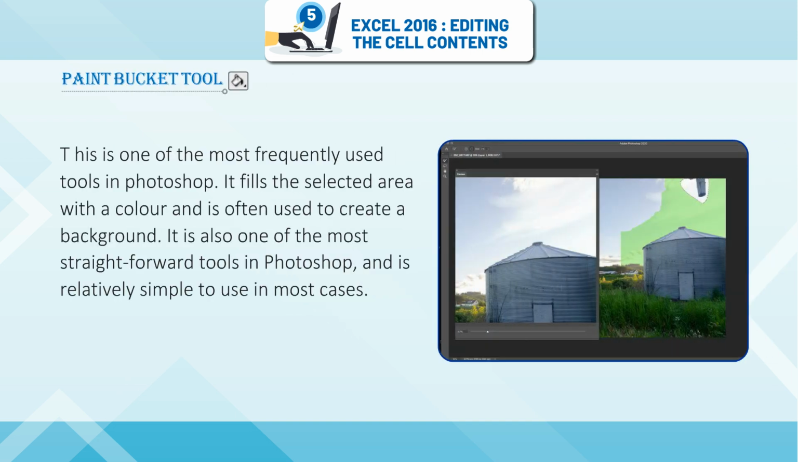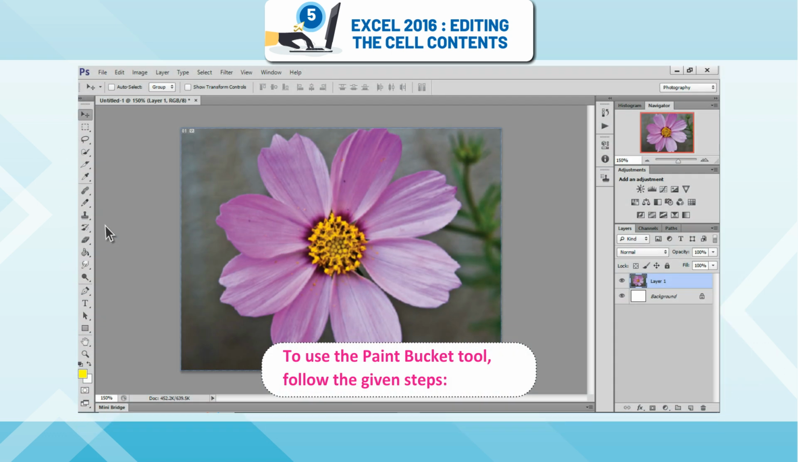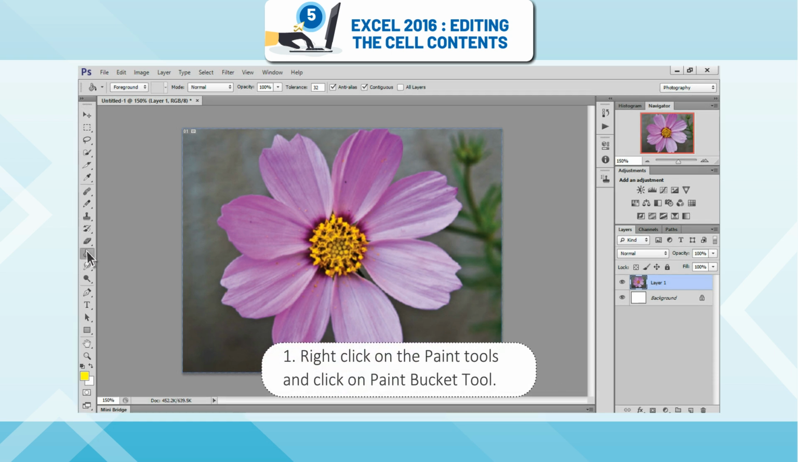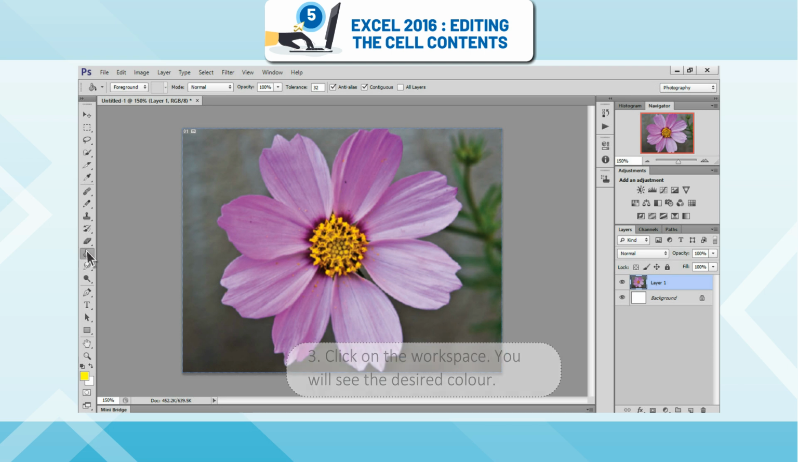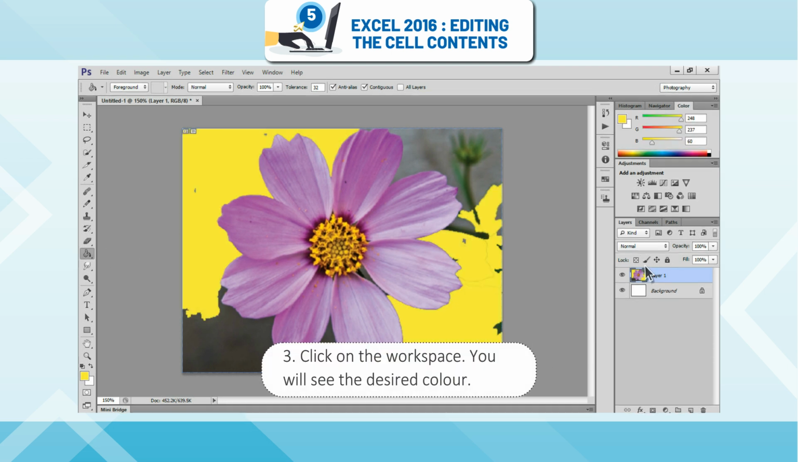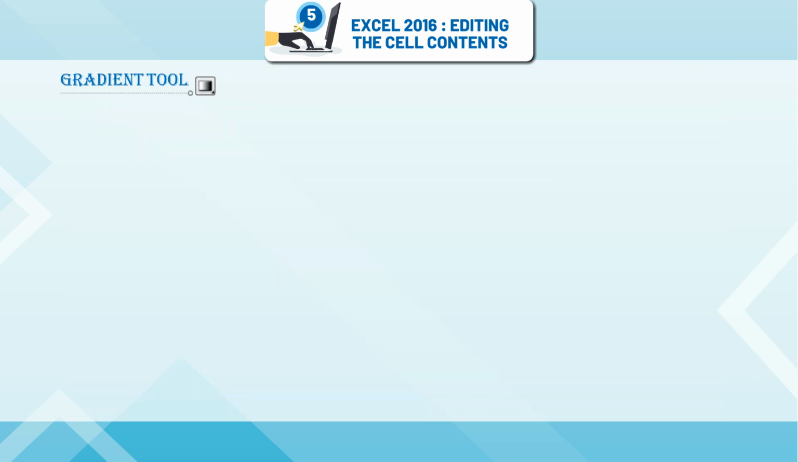Paint bucket tool. This is one of the most frequently used tools in Photoshop. It fills the selected area with a color and is often used to create a background. It is also one of the most straightforward tools in Photoshop and is relatively simple to use in most cases. To use the paint bucket tool, follow the given steps. Right-click on the paint tools and click on the paint bucket tool. Now, set your background and foreground colors. Click on the workspace, you will see the desired color.